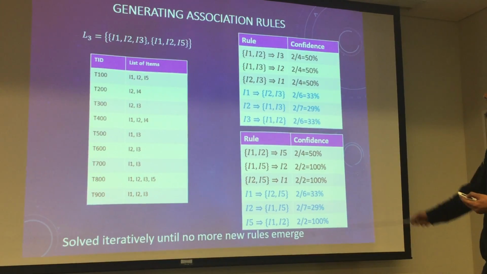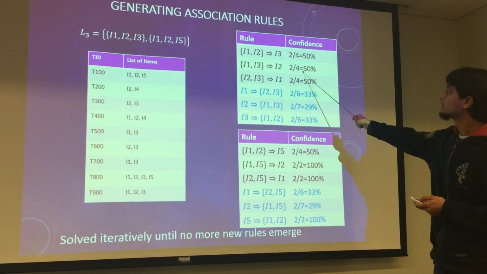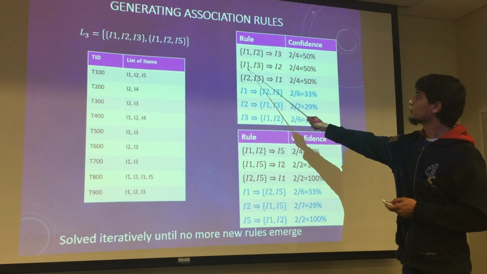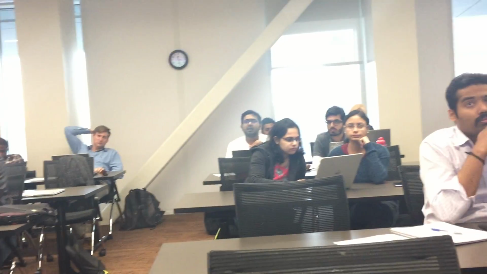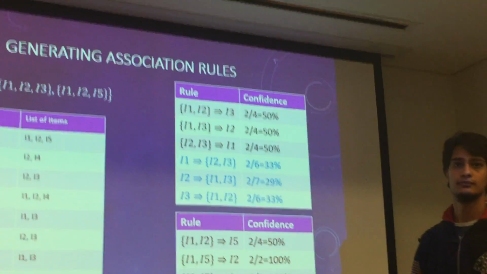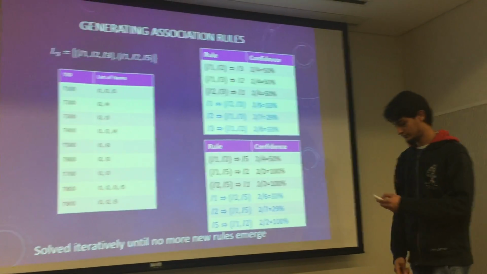Can any of you tell me why the confidence of this is 2 out of 4? Confidence of the rule I1, I3 implies I2. I1 generally occurs 4 times. I1 and I3 occurs 4 times. Okay, I1, I3 occurs 2 times, and I2 occurs how many times? 4 times. That's right. You can figure it out from this. Very good.